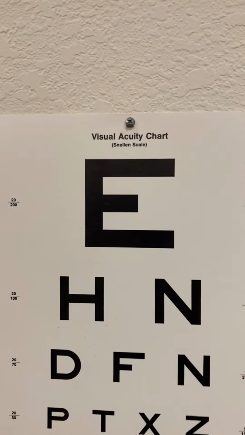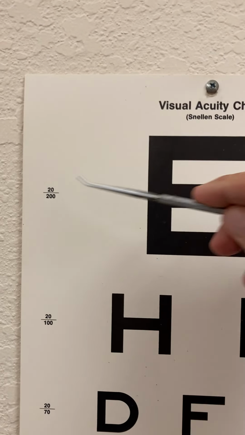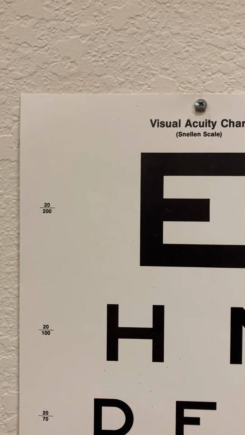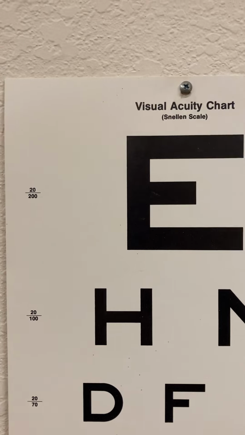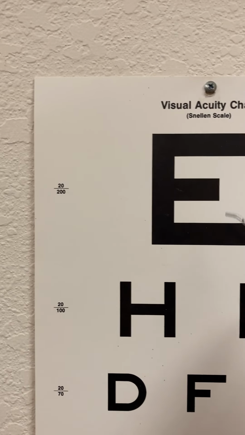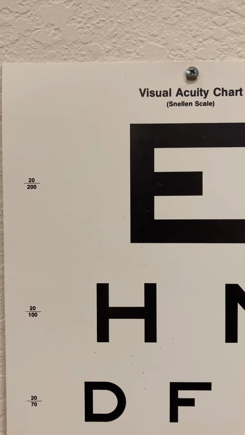Now, if I can only see the big E at 20 feet, I'd be 20/200, because what the 200 means is people that don't need glasses, with normal vision or good vision, could see the big E at 200 feet. That's what that means.